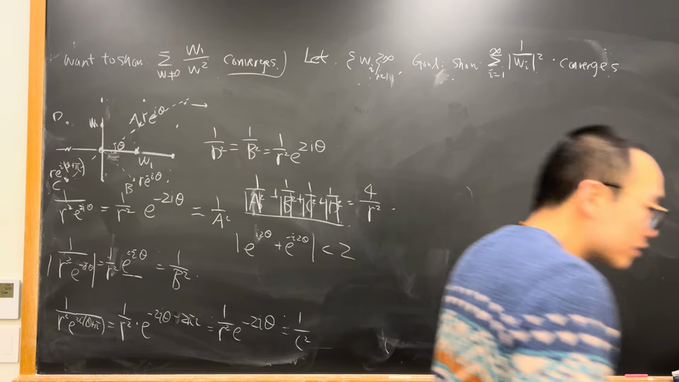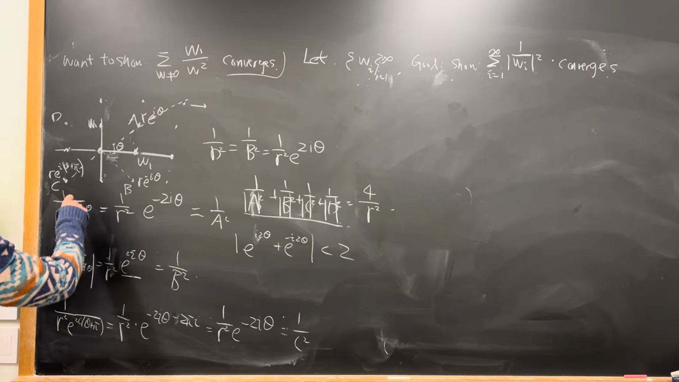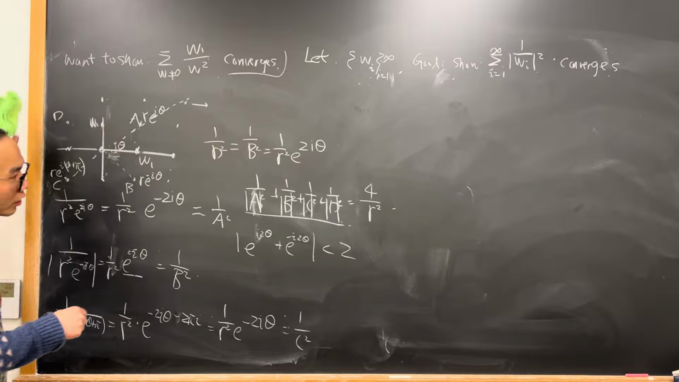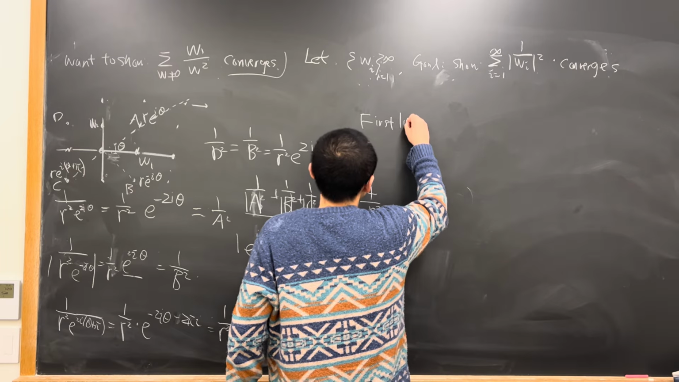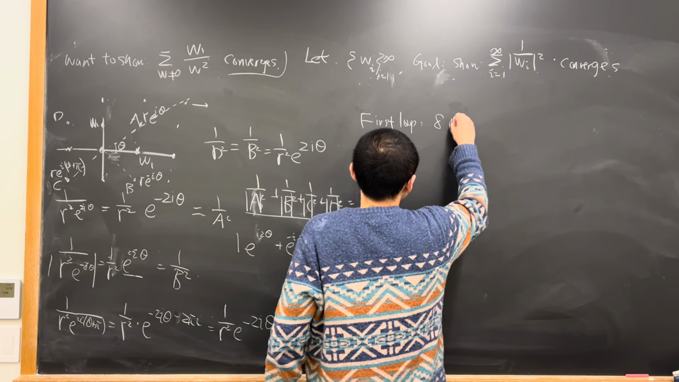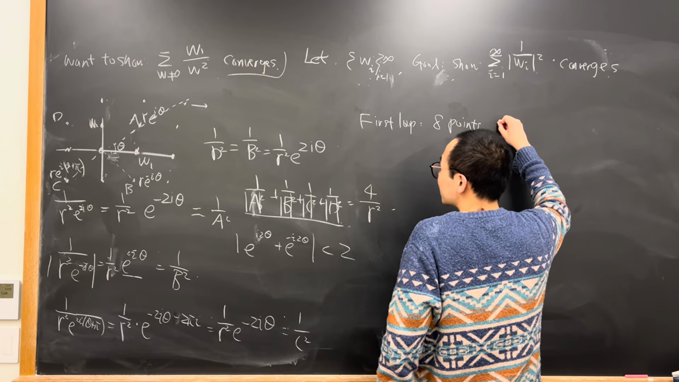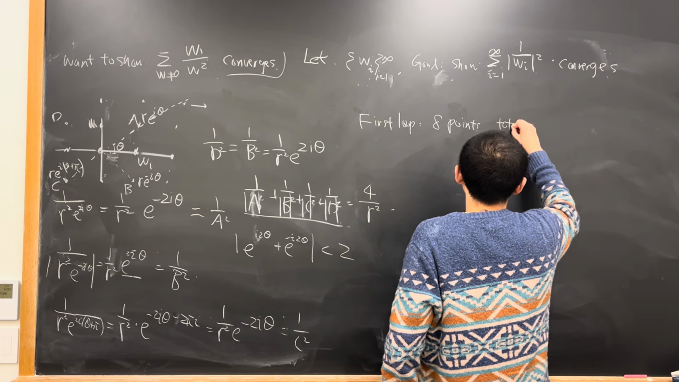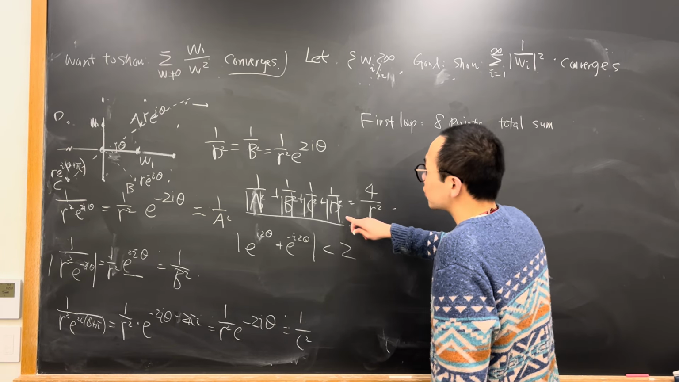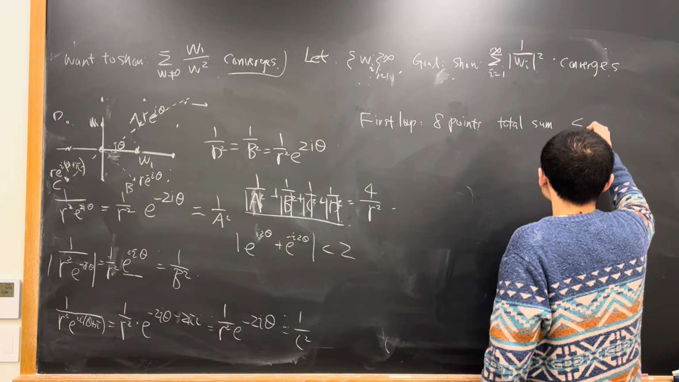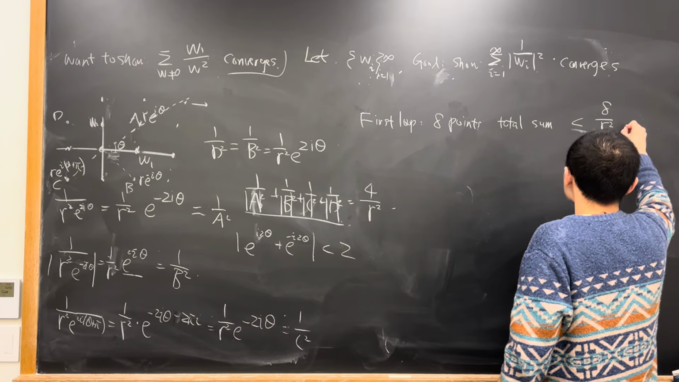Okay, so let's think about this one. Because for the first loop, right, there are exactly 8 points. So first loop, there are 8 points, and the total length, total sum. You can use this bound to bound the total sum. So it's less than 8 over r squared, right?